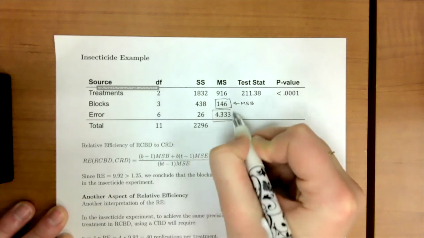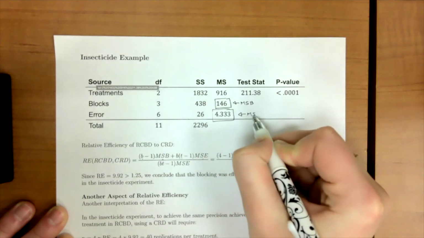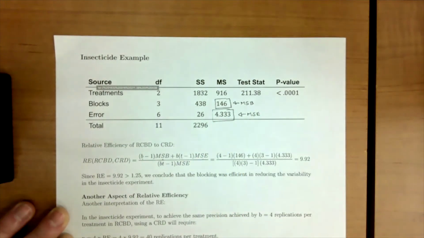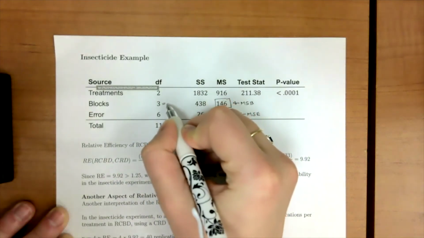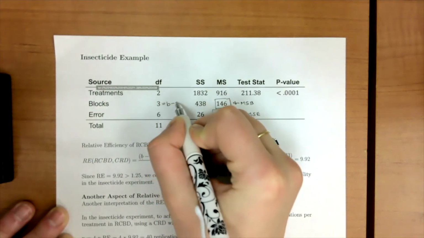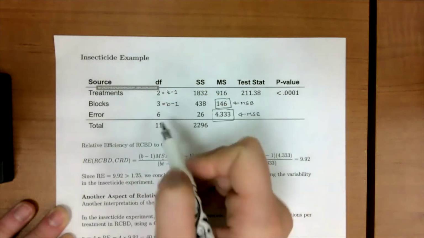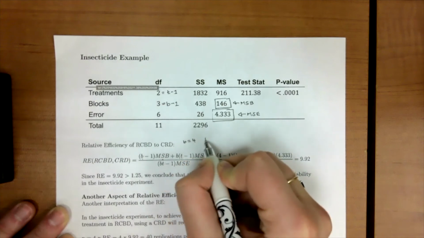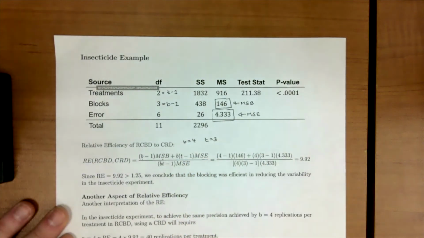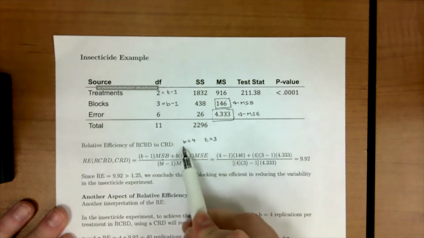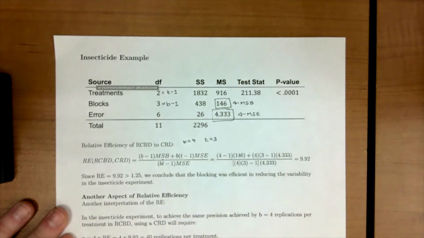Our MSE is here. Don't forget that our degrees of freedom is little b minus 1, and our treatment is little t minus 1. So if you do the math, we get b equal to 4, t equal to 3. If you remember, our problem was that we were testing 3 insecticides and we had 4 plots or blocks, depending on how you want to call it. Then you just plug it into the formula and you get 9.92.